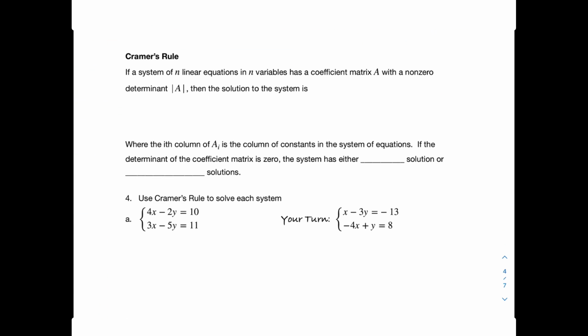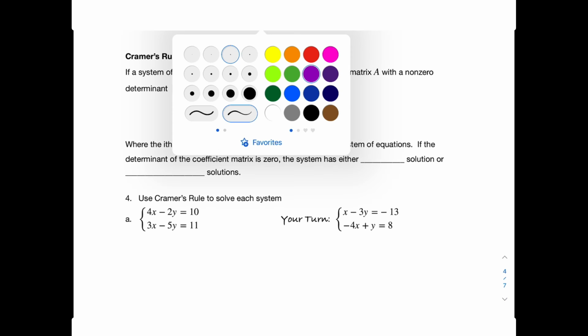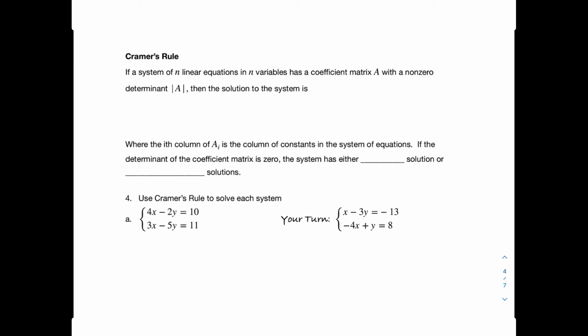So now we know how to find all these determinants. We're going to learn a new way of solving systems of equations, and it's called Cramer's rule. Cramer's rule allows us to use determinants to solve systems of equations. Now we're going to make a few determinants here.